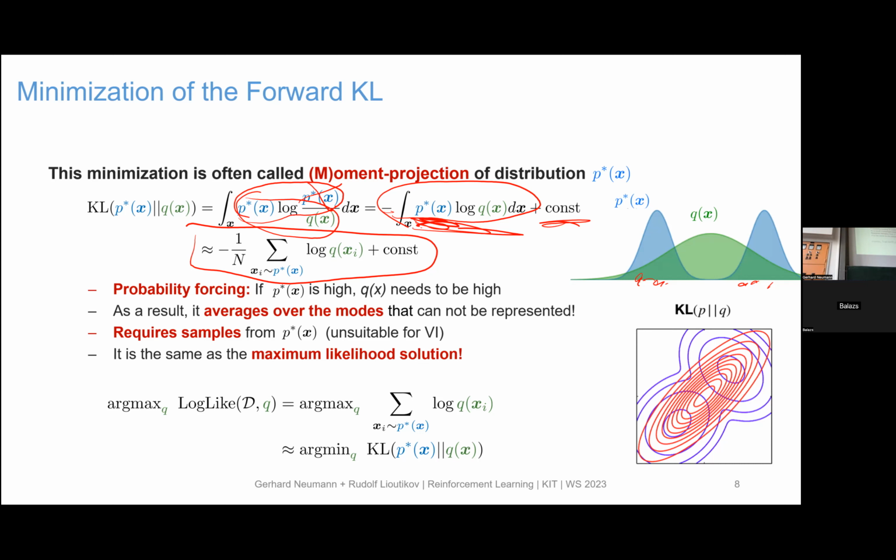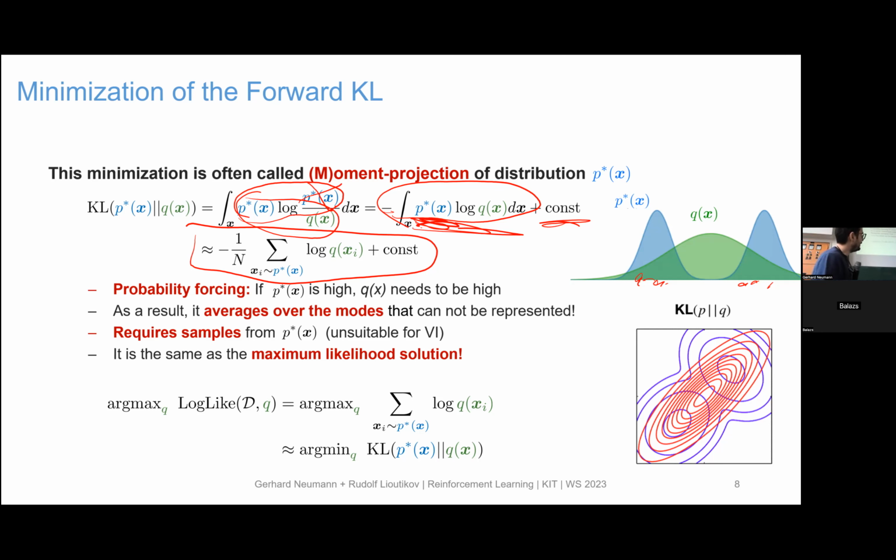If you have a probabilistic model, you would minimize the negative log likelihood to find the parameters of the probabilistic model. So the forward KL is basically an old friend. We already know it. Maybe we didn't know that we know it.